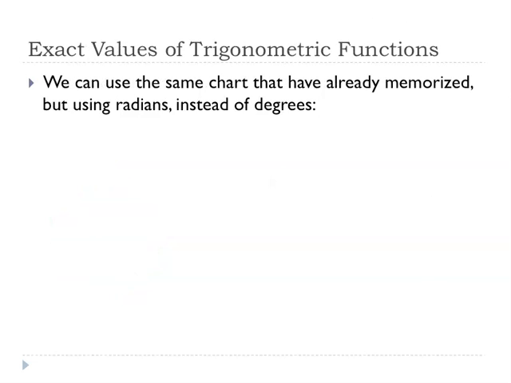Now we can use the same chart that you had to memorize a little while back, but instead of using degrees, if you remember, we were working with the special right triangles, so we're working with 30 degrees, 45 degrees, 60 degrees, but instead of that, we are actually going to use radians, now that we have been starting to work with radians, and you'll hopefully find that using radians will end up being a lot easier than using degrees once you get used to it.